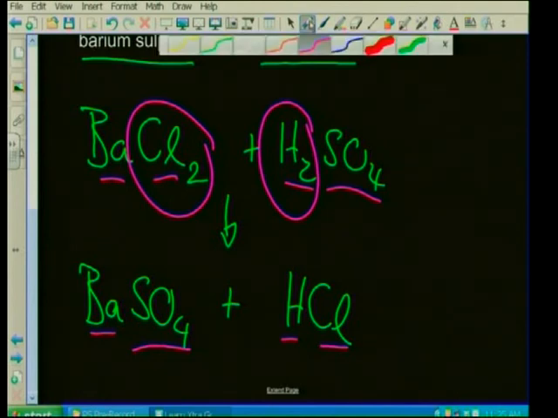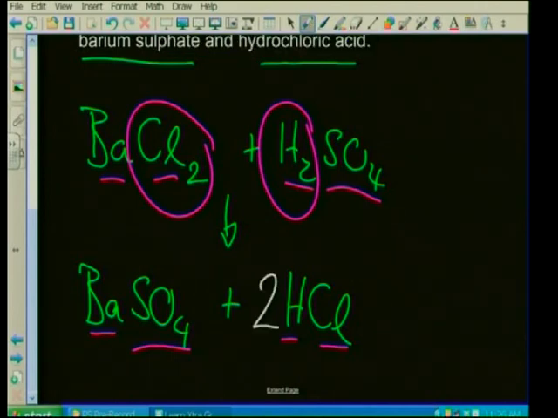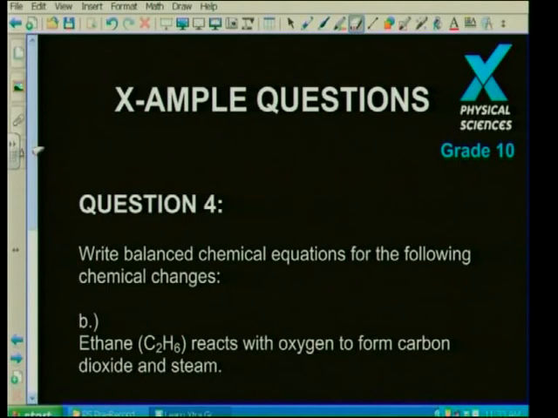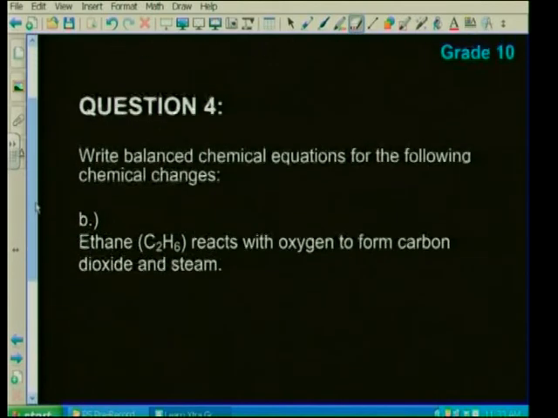The way I'm going to do it is I'm going to simply put a 2 in front of the hydrogen. Now I've got 2 hydrogens, 2 hydrogens, 2 chlorines, 2 chlorines, 1 barium, 1 barium, 1 sulfate, 1 sulfate. The equation is balanced. Hope you've got that. Move on.